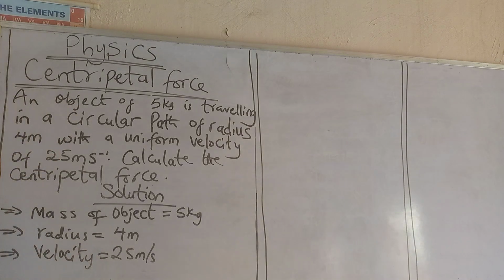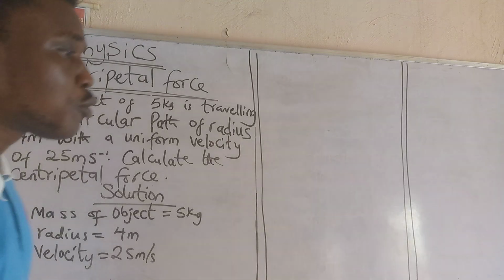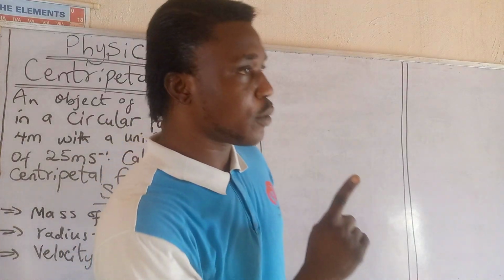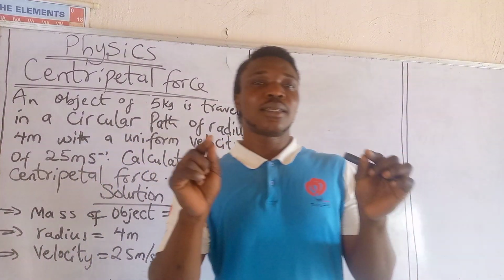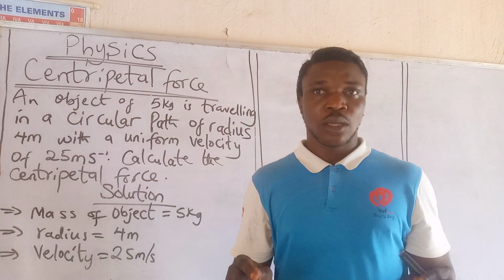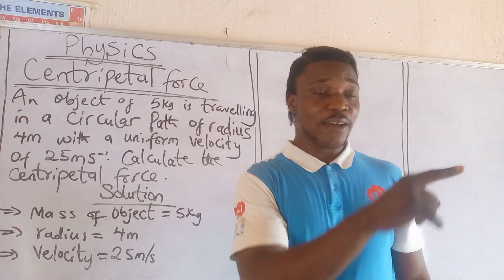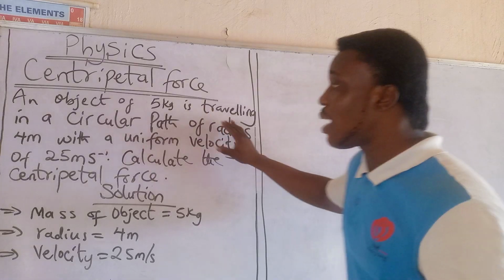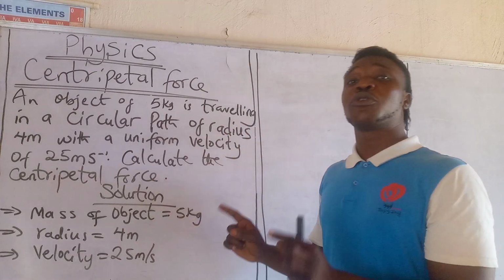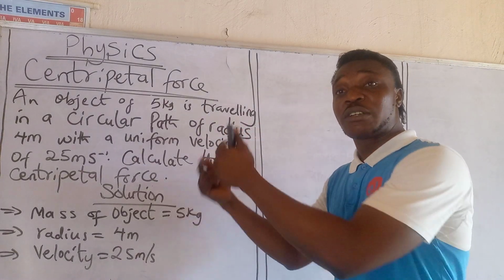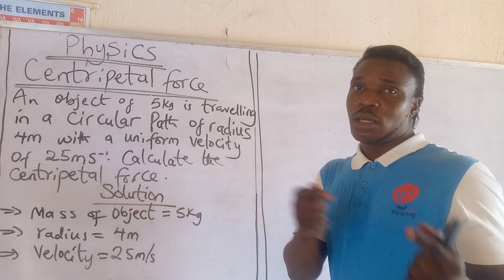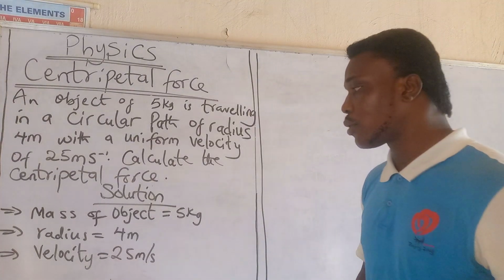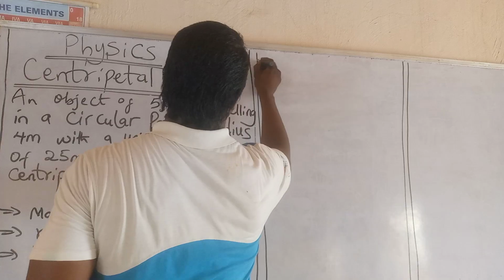It says calculate the centripetal force. Now, for you to get the centripetal force, you must get the centripetal acceleration. You know that force, F, equals mass times acceleration. Here, acceleration is not given, so we have to look for centripetal acceleration first, and after that, we use it to get the centripetal force. So let me continue it here.